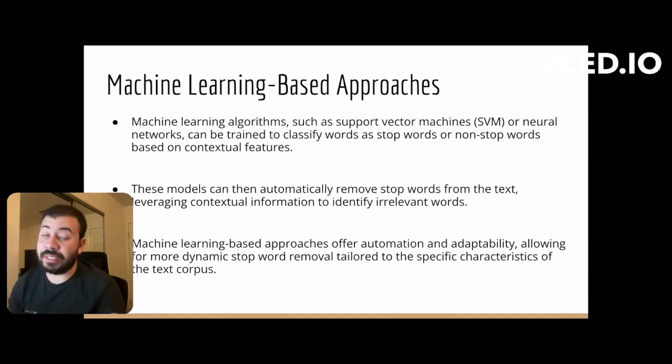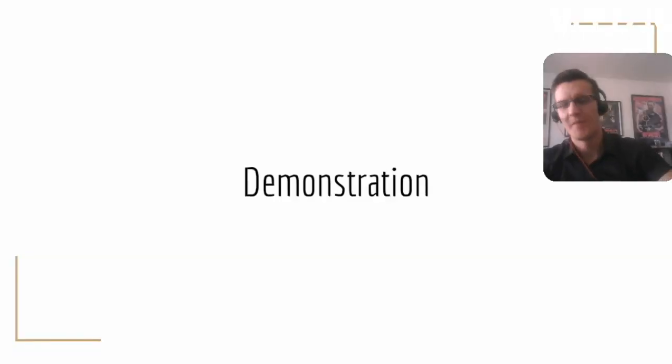We don't have any example of that in Python here, but it's just to give you an idea of things that you can do with it. So it offers automation and adaptability, like I said, allowing for more dynamic stop word removal tailored to the specific characteristics of the text corpus. That's it. Thank you.